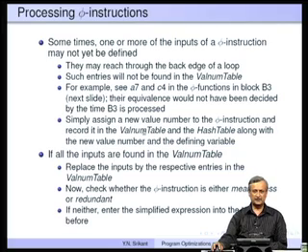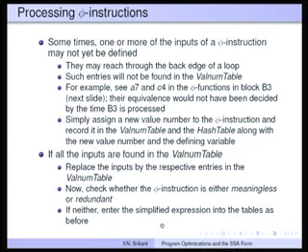So, we do not really go through the value numbering scheme again and again. We just want to do it once, as it takes too much time. If all the inputs are found in the val num table, then replace the inputs by the respective entries in the val num table. Check whether the phi function is either meaningless or redundant. If neither, enter the simplified function into the tables.